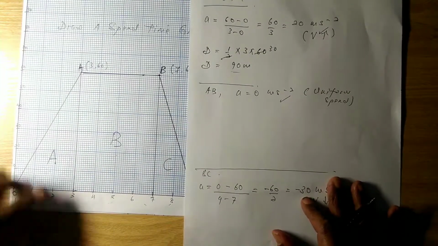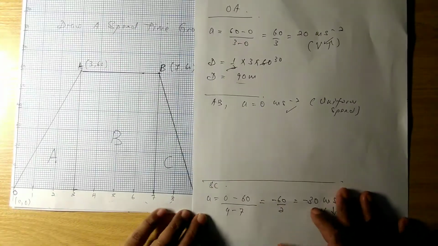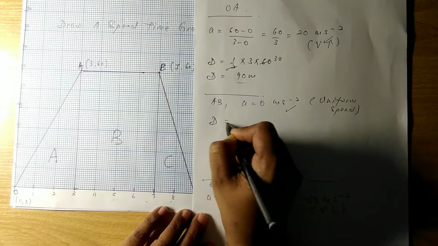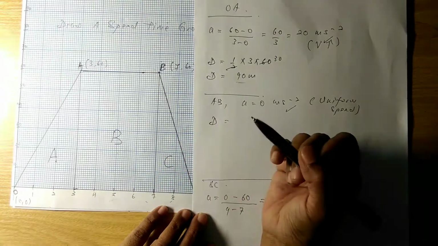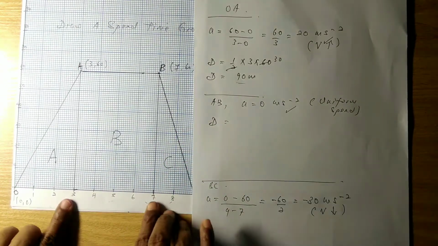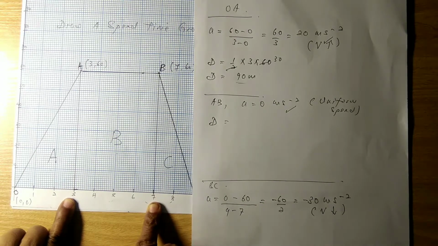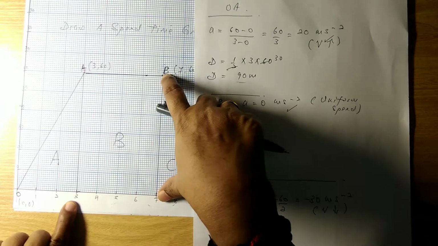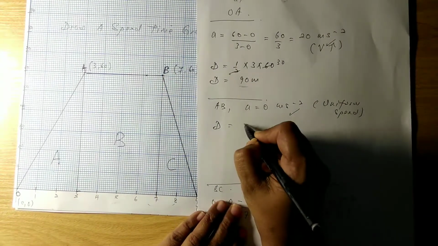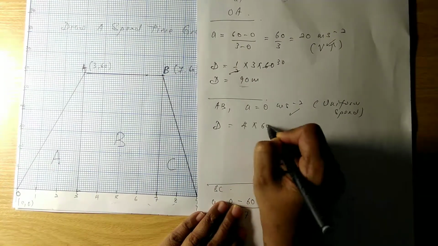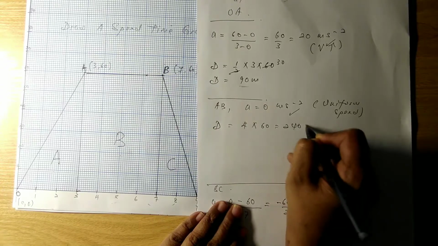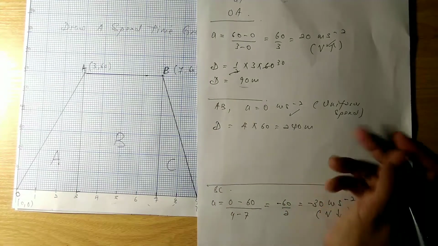Now from A to B, I'm talking about distance. This is actually a rectangle. So here, 3 to 7, I've got 4 hours. And this one is actually 60. So my distance is actually 4 times 60. So this is 240 meters.